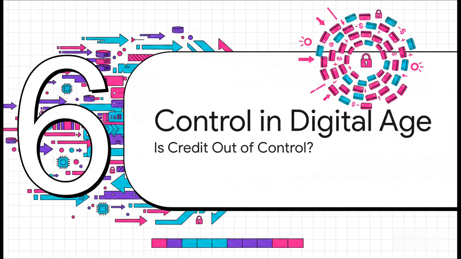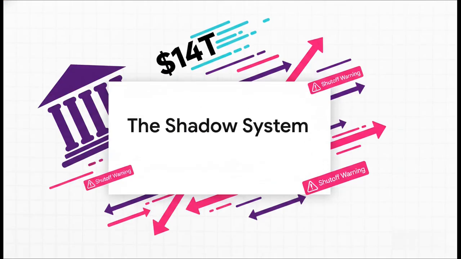Which leads to our final section, Part 6, is credit out of control? With the system capable of scaling and collapsing at this blistering 24/7 internet pace, we really have to ask a hard question about our financial stability. Is it out of control? The honest answer is that credit isn't mechanically infinite, but its visibility is increasingly slipping away from us.